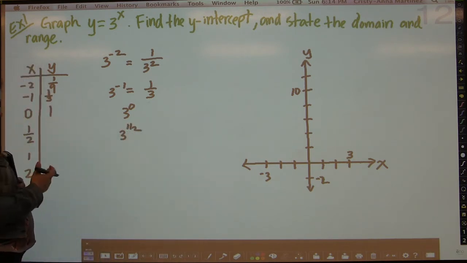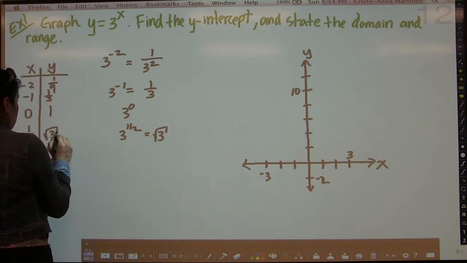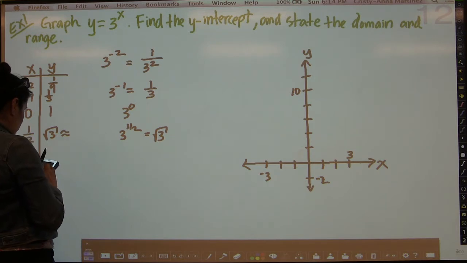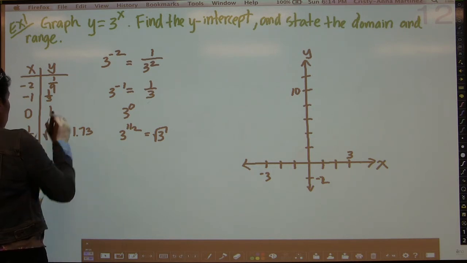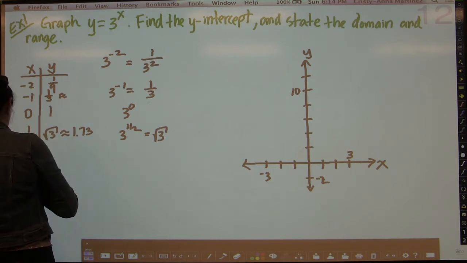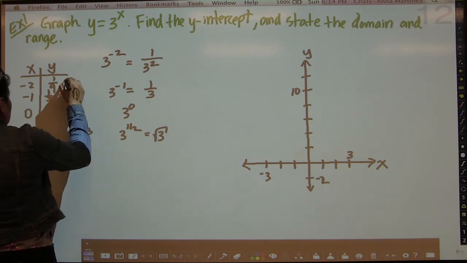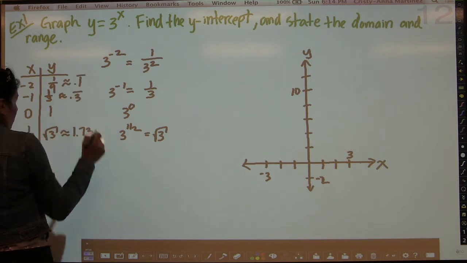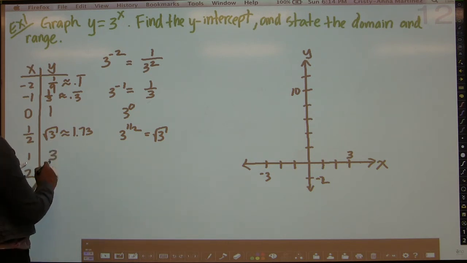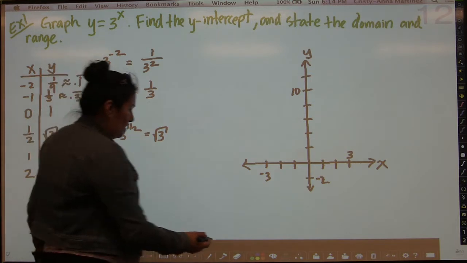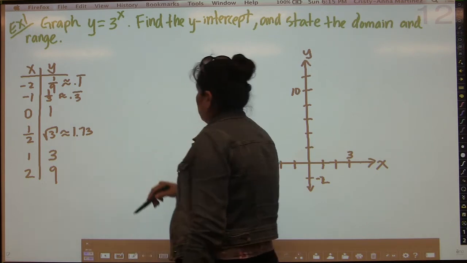And then we have 1/2. We learned that when you have a rational exponent, this is the same thing as the square root of 3. And the square root of 3 is approximately 1.73. We know that 1/3 is approximately 0.33333 repeating, and 1/9 is approximately 0.111 repeating. So then we have the positive values. 3 to the 1 power is 3, and 3 squared is 9. So just like that, I'm going to erase this stuff here now, just so it doesn't clog my board.